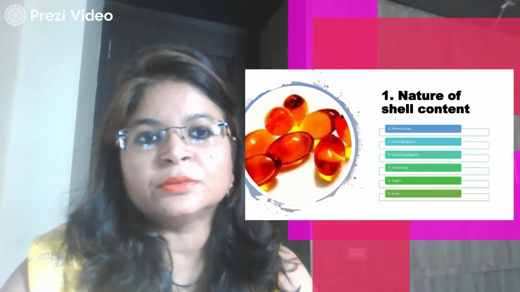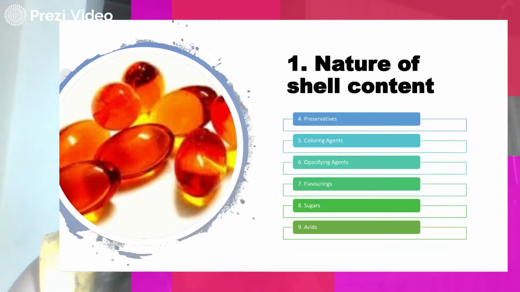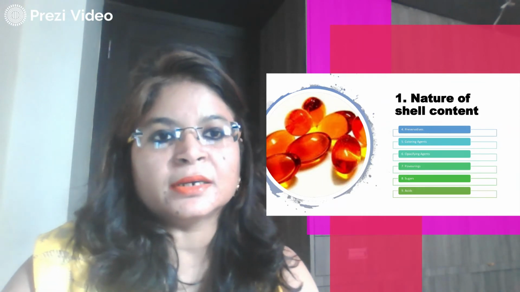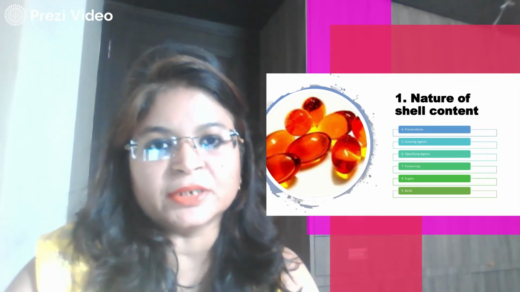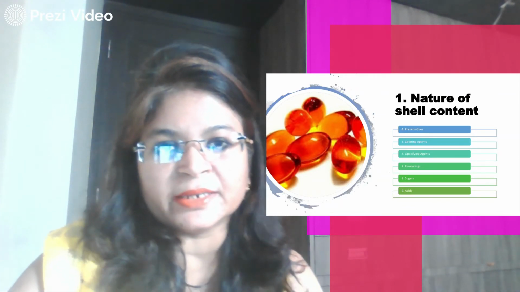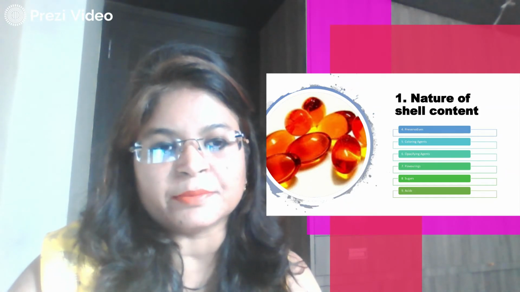A few things to be noted here is that apart from these substances, we use preservatives, coloring agents, opacifying agents, flavoring agents, sugars, and acid. But all these substances have to be limited within the range of 1%, because we are more concerned with the soft gelatin strength properties like bloom strength and viscosity. We are more concerned with the selection of the viscosifying agents. Plasticizers are very important in the case of soft gelatin capsules.